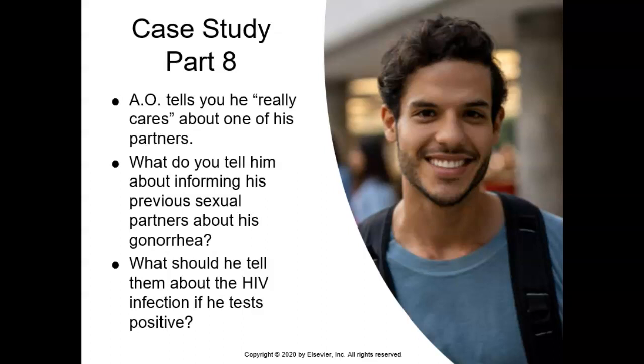HIV is also a reportable disease, and partner tracing and notification can be handled in a similar manner. If AO chooses to notify his partners himself, he should be provided with assistance and counseling on how to approach the discussion and how to prepare for his partner's reaction.